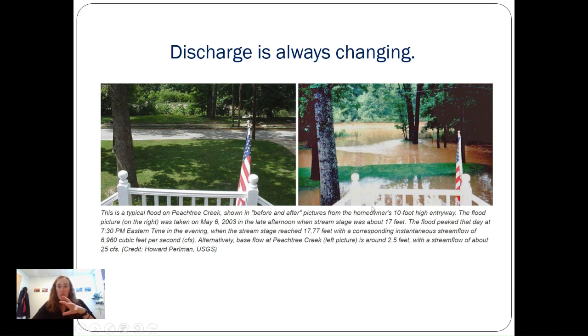So that could also be the difference between a nice dry condition here on the left side, which we call base flow, versus a storm flow, when a storm has recently happened and you're in flood conditions here on the right side. So my final point here is that discharge is always changing, but we can calculate it at a pinpoint in time, a snapshot in time, to get an idea of how much water a river is holding.